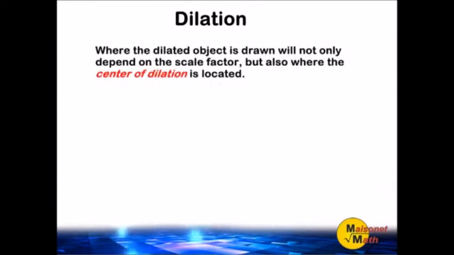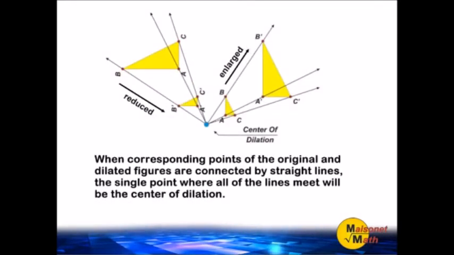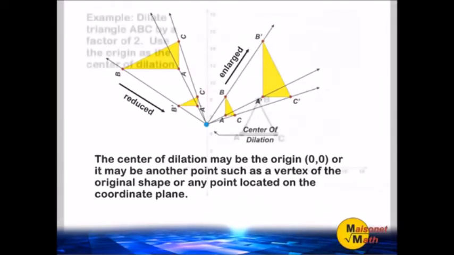Where the dilated object is drawn will not only depend on the scale factor, but also where the center of dilation is located. When corresponding points of the original and dilated figures are connected by straight lines, the single point where all of the lines meet will be the center of dilation. The center of dilation may be the origin, or it may be another point such as a vertex of the original shape or any other point located on the coordinate plane.